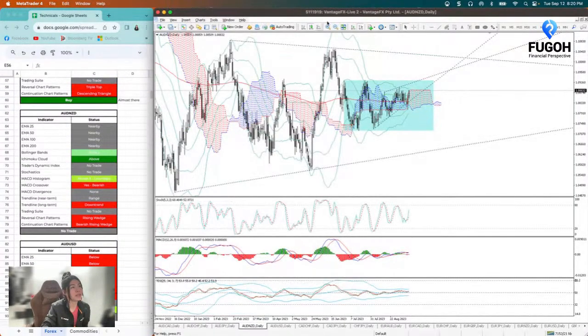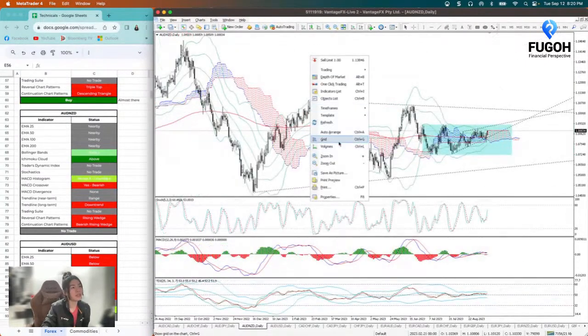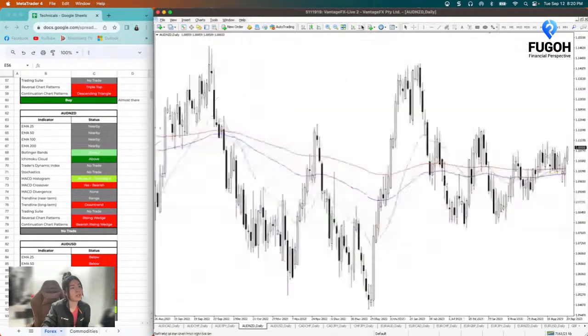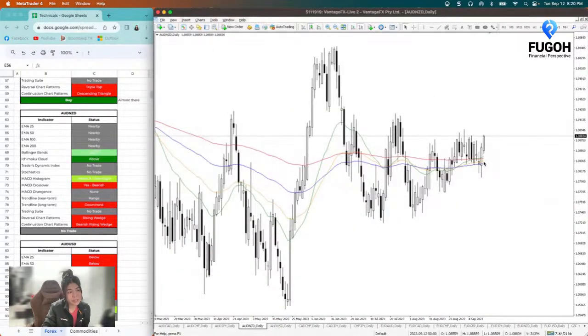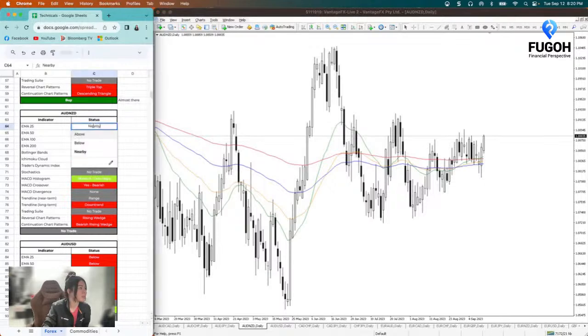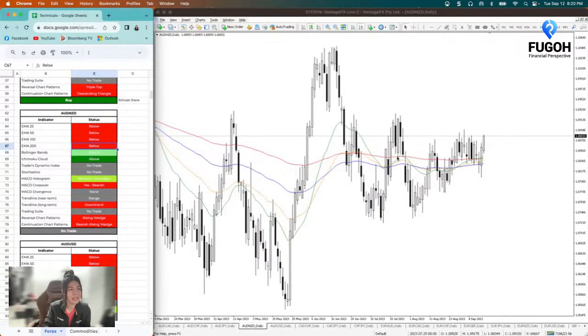AUDNZD, what do we have? For the EMAs, where are our EMAs? Oh, all of the prices are there. Wow. All right. Nearby, nearby, nearby. Actually below. All right. Let's change that to below. So right now, if you see all of the EMAs, they are playing on almost the same area. That means the price is not going anywhere.